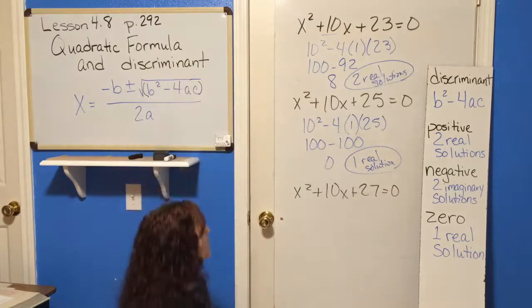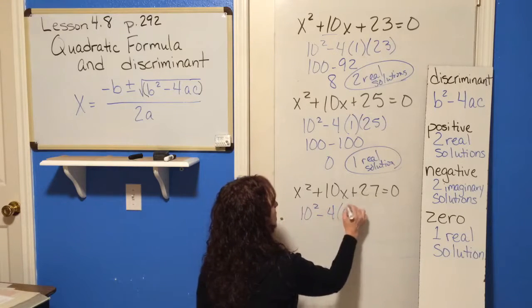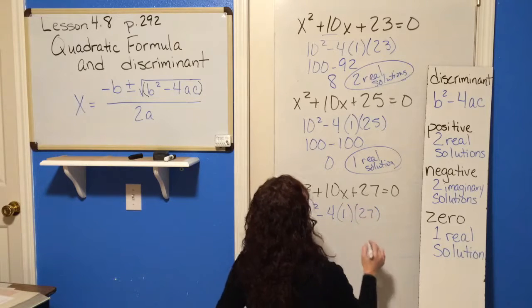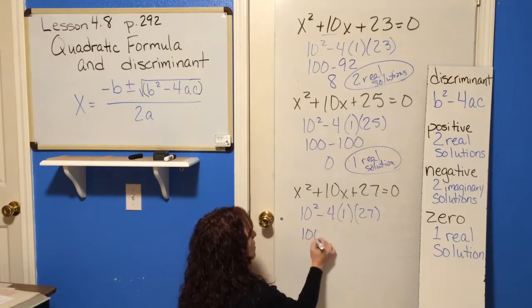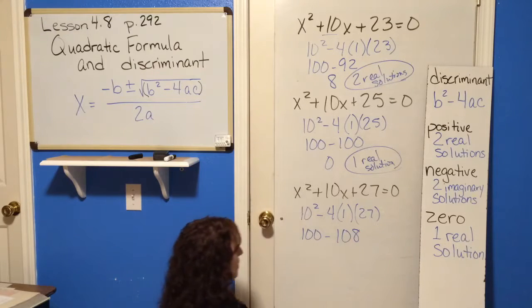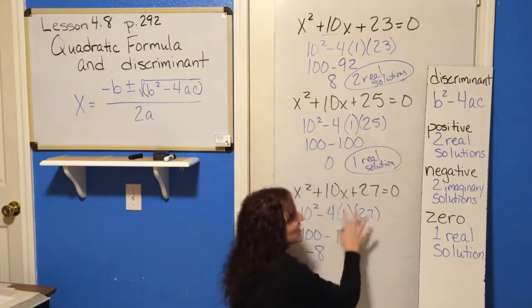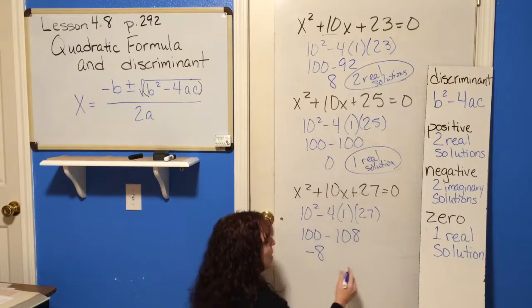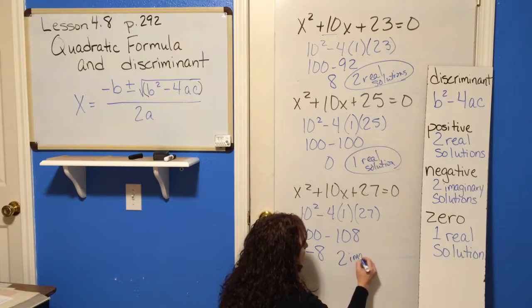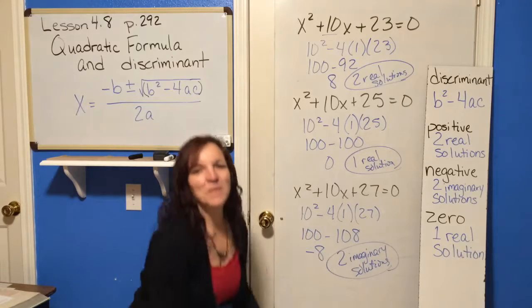All right, and the last one is b squared minus 4 times 1 times 27. So 100 is 10 squared minus, what's 4 times 27? 108. 100 minus 108 is negative 8. So your discriminant is negative. So this equation will end up with two imaginary solutions. And that's it. That's all you do on that.